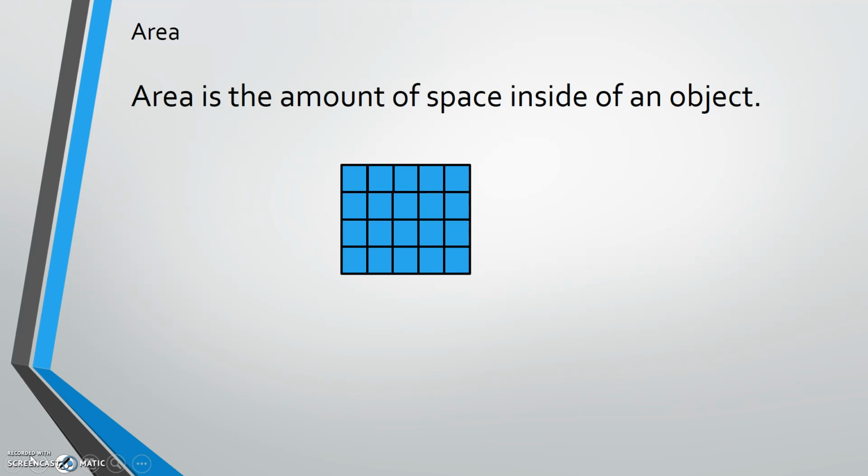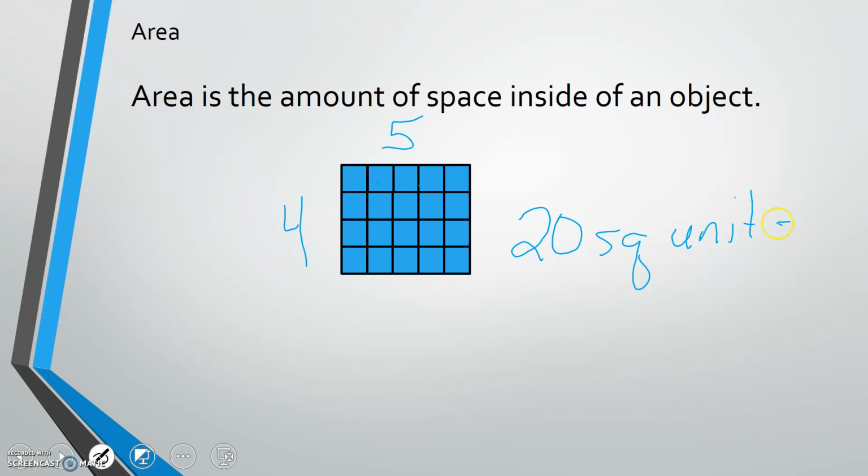So this rectangle has 1, 2, 3, 4 rows, and there's 1, 2, 3, 4, 5 in each row. It kind of looks like an array, and when we use arrays, we use multiplication. So the area of this object, if I count all of my squares, is going to be 20 square units. But let's look at it as multiplication.